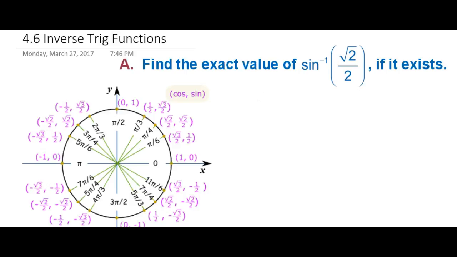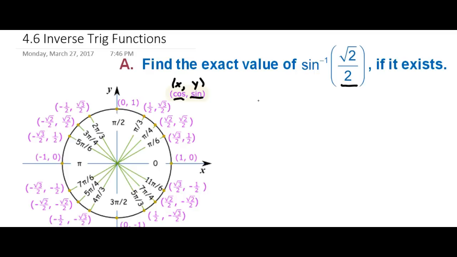So remember that on our unit circle, each point on the unit circle has a coordinate pair, x and y, where the x value represents cosine and the y value represents sine. So what I need to do is find a value for y, since y represents sine, that would give me this answer of square root of 2 over 2.